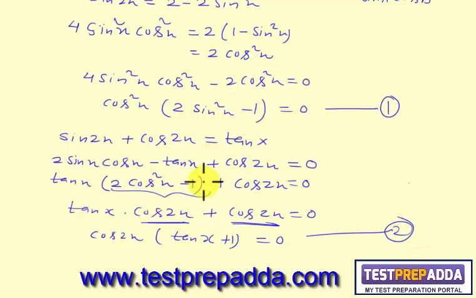Now compare 1 and 2. Actually 2 sine square x minus 1 can be written as 1 minus 2 sine square x equal to 0, because if I multiply by minus 1 nothing will change. So I can write this as cos square x into cos 2x is equal to 0. Okay, so if I compare 1 and 2, I can see the common part is cos 2x.